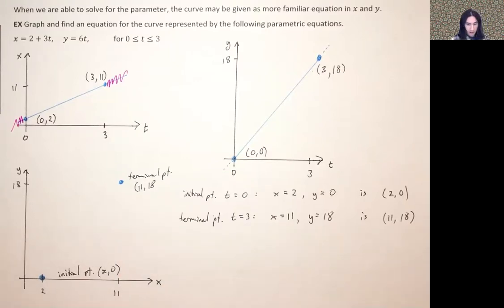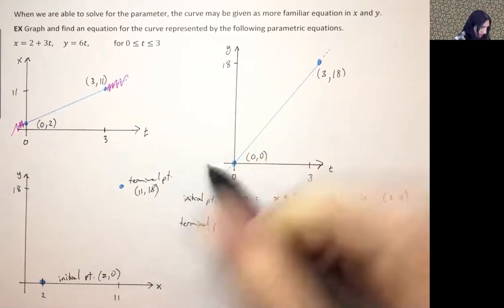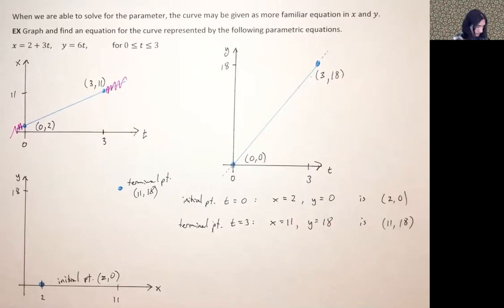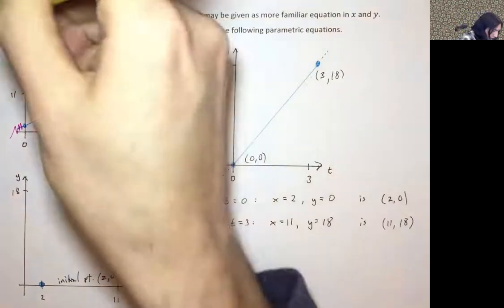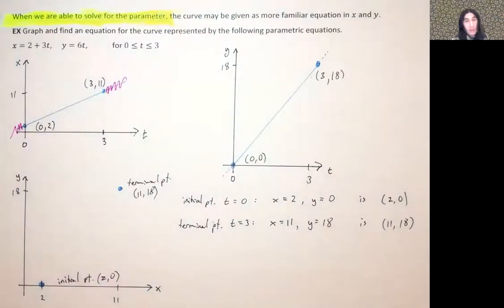How can we actually find that line? Well, you might guess it's the line joining these 2 points right here. How can we tell for sure? Well, this is where our main lesson for this example comes in. When we are able to solve for the parameter, then we can actually put our equations together into the form of a more familiar x versus y equation. Okay, and that equation will be good enough for representing the curve as well, but only when we can solve for that parameter that way.